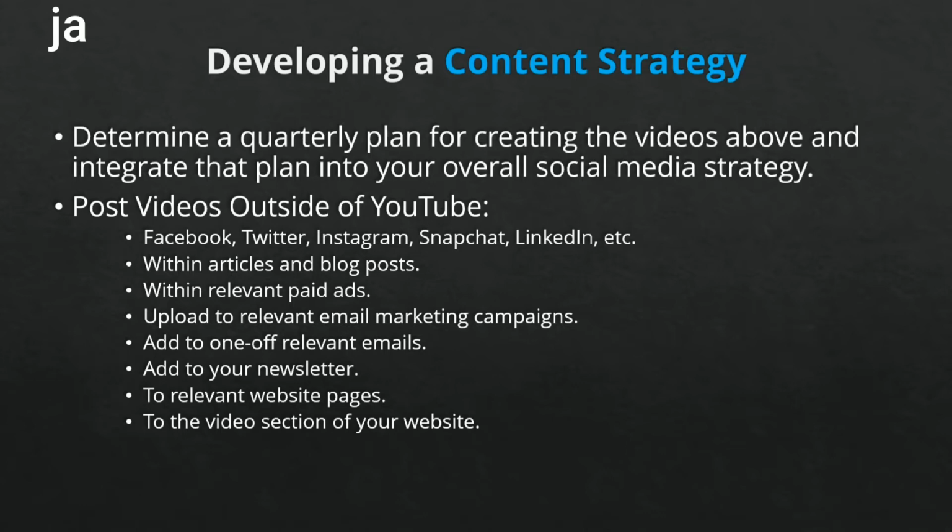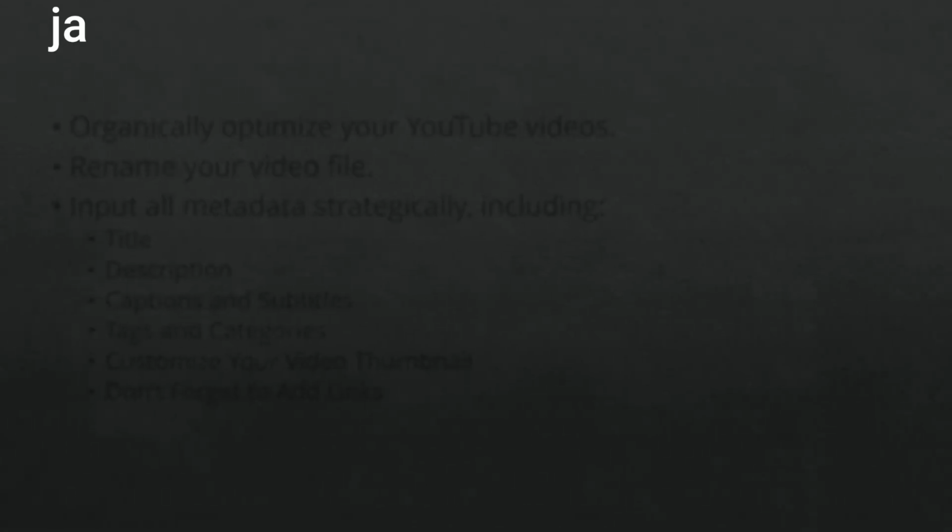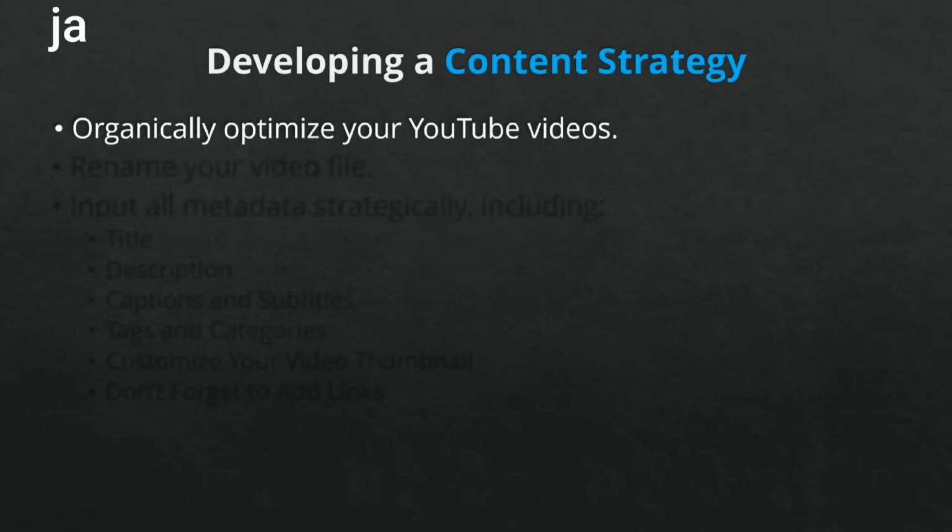Next up, organically optimize your YouTube videos. Before you upload a new video to YouTube, you must make sure it's organically optimized. This is similar to optimizing your profile image and banner as detailed earlier, but a bit more in-depth. First, there's renaming your video file. Before you upload your new video to YouTube, create an SEO-optimized file name. Use Google Trends or a paid keyword tool to name and save your video with relevant keywords.